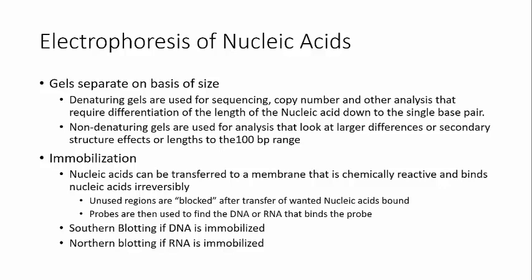We then take the DNA after we've run it on an electrophoresis, and we can immobilize it and then visualize it by things called blotting techniques. You do need to know at least these 2 blotting techniques here, southern blotting and northern blotting. You do not need to know western blotting for this lecture.